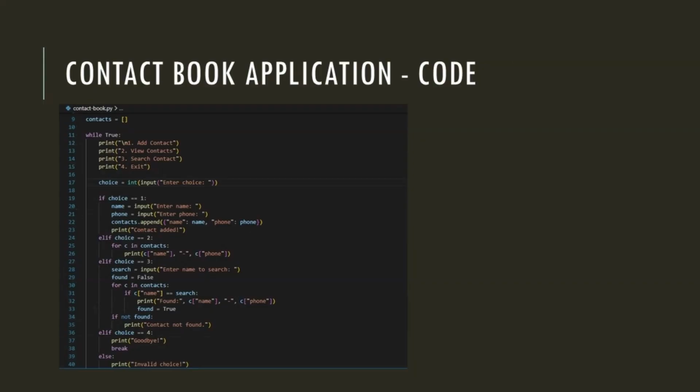Elif choice == 2: for c in contacts. So the second choice is view contacts. We'll loop through the list and display all the contacts. For c in contacts, print c name, c phone.